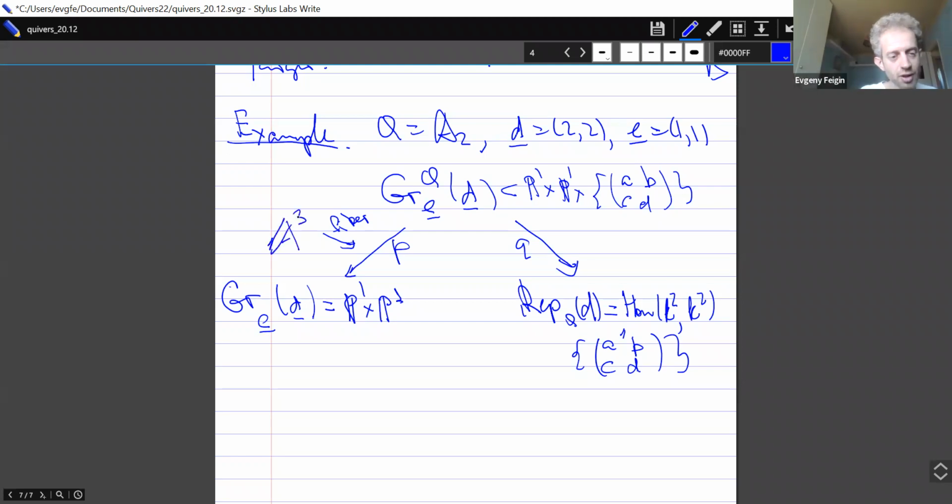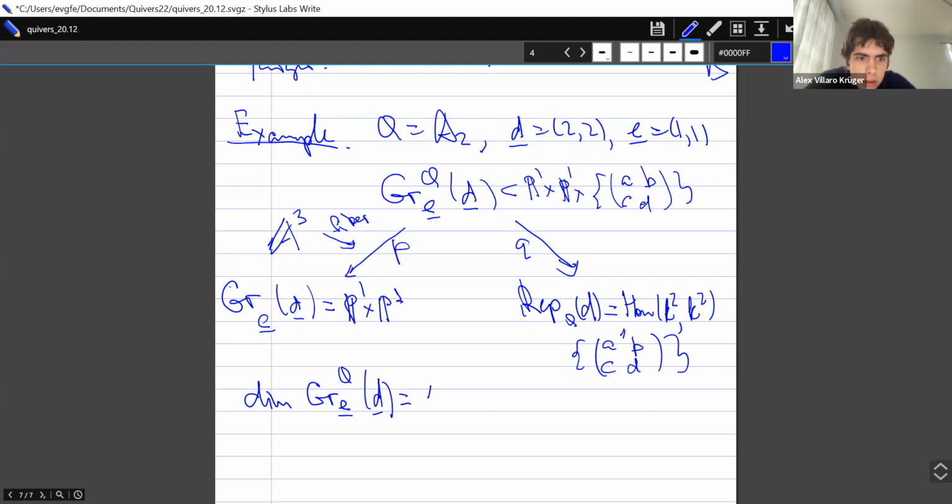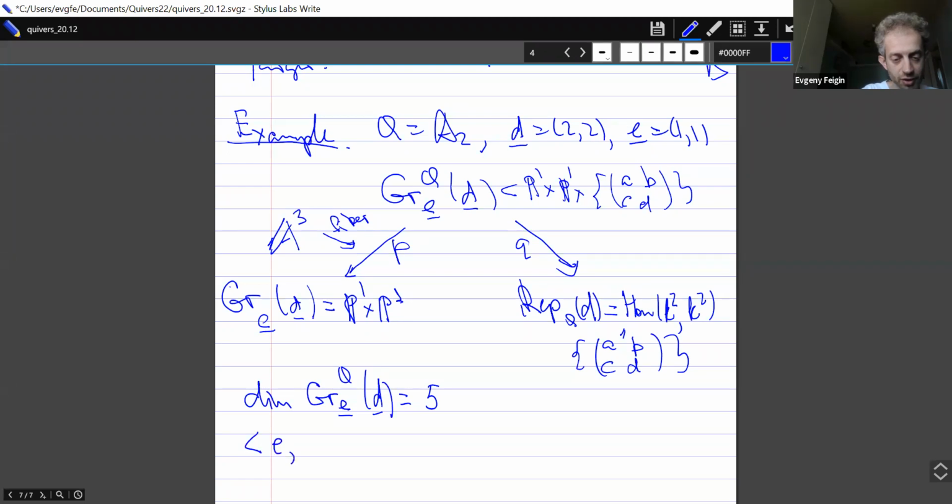Andrei, do you agree? Yes. So in particular, this means that the dimension of the universal Quiver Grassmannian is what? 5. Yes, 5. And one more thing, what is the value of the Euler form on d minus e?